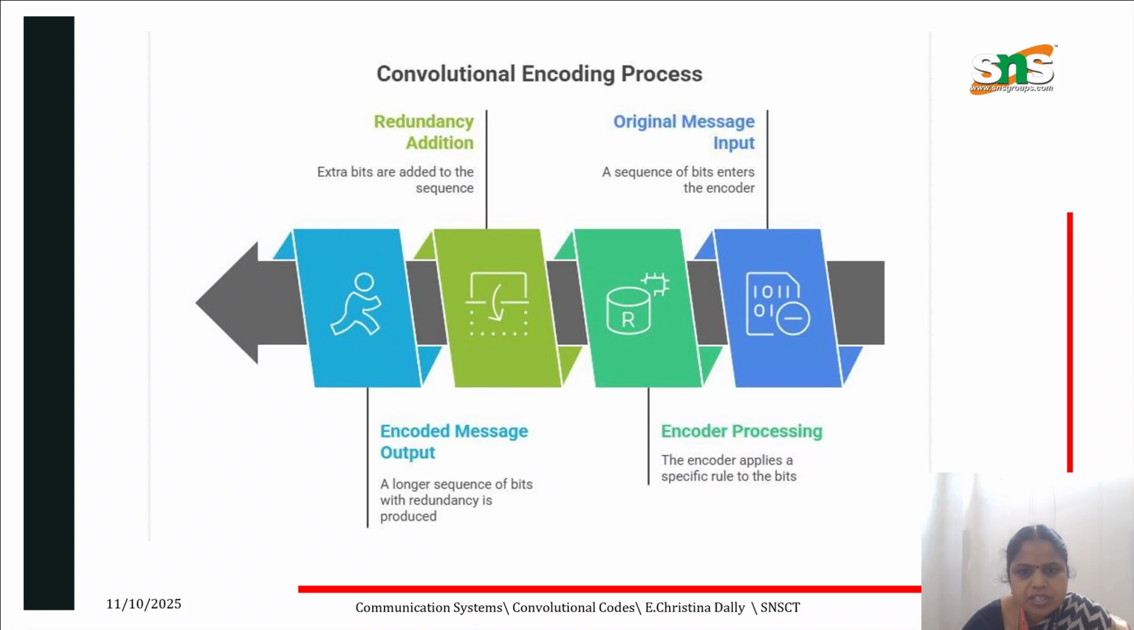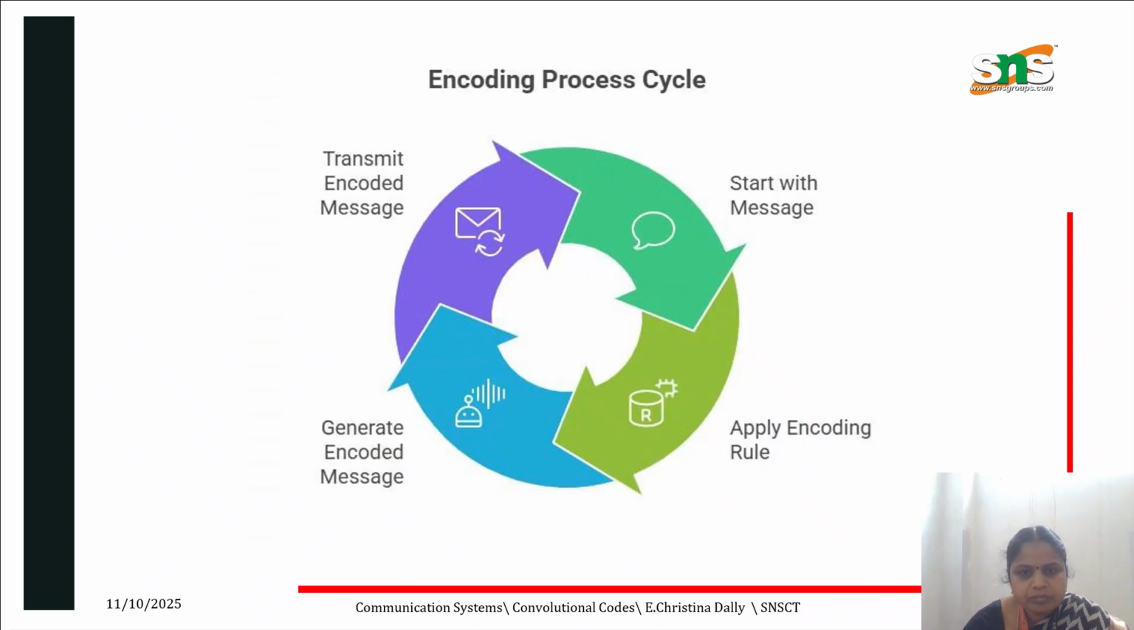This is the convolutional encoding process. As in the previous slide, I mentioned redundancy, that is, extra bits are added to the sequence. The next one is the encoded message. What is the encoded message we are sending? At the same time, the redundancy has been added, and finally it is given to the bits. After that, the original message is retrieved. So this is the function of the convolutional code.